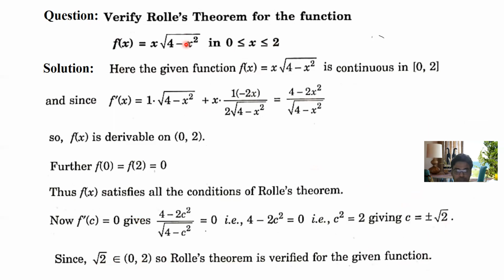Clear? Very easy question, you can see from here. First you have to check whether your function is continuous or not within the closed interval. Then you check whether your function is differentiable or not in the open interval. Then you check f(a) is equal to f(b), yes or no. If yes, then you have to find f dash c equals to 0. So you have to check whether your c value belongs to this interval or not. It should be an open interval. So there exist two values of c, plus minus root 2. Here your plus root 2 belongs to 0, 2. So Rolle's theorem is verified for the given function.